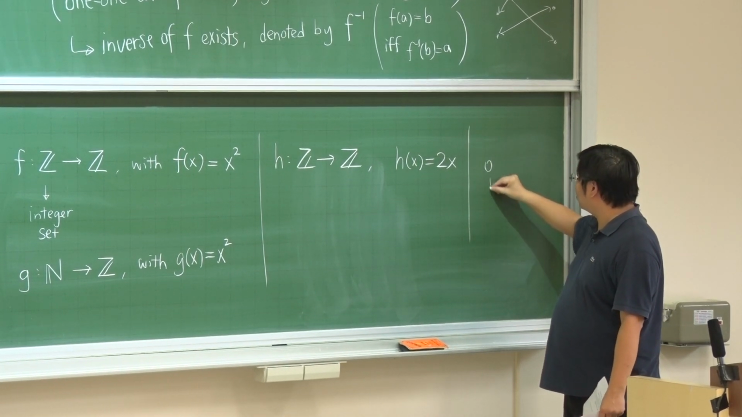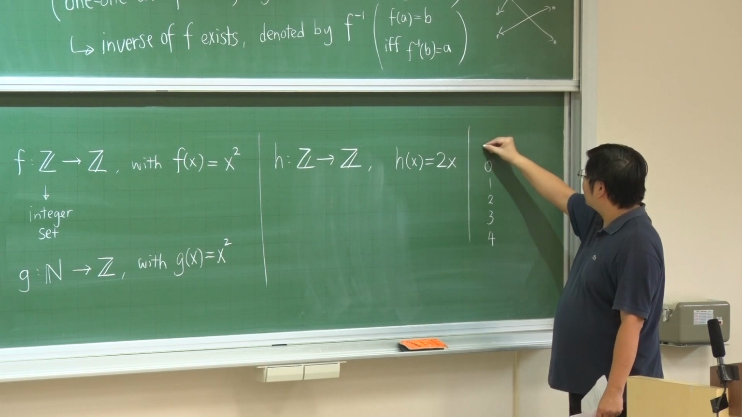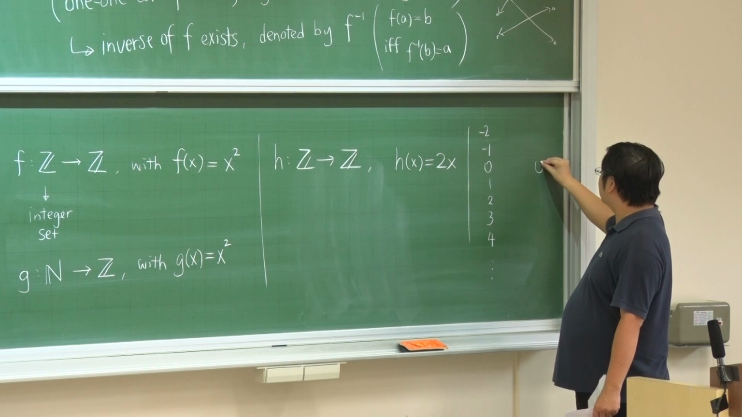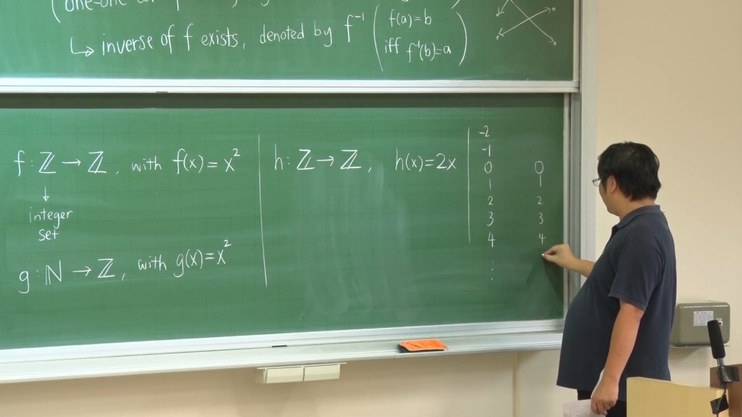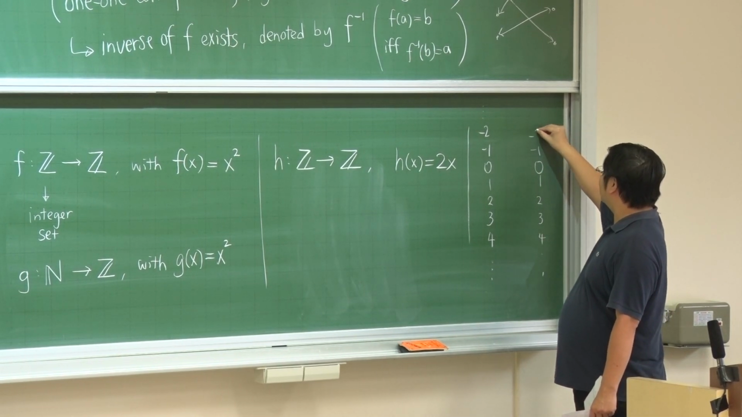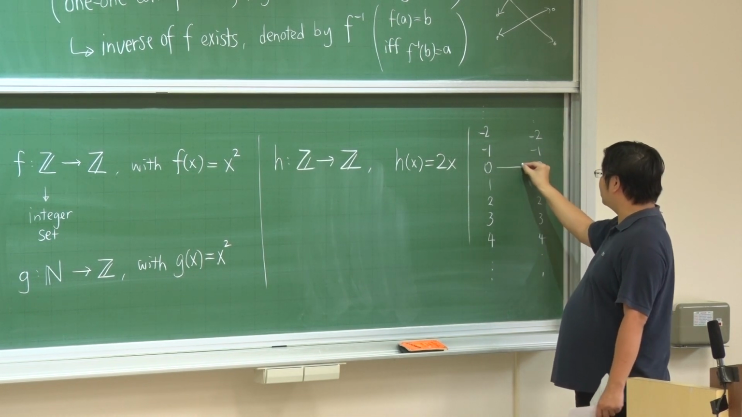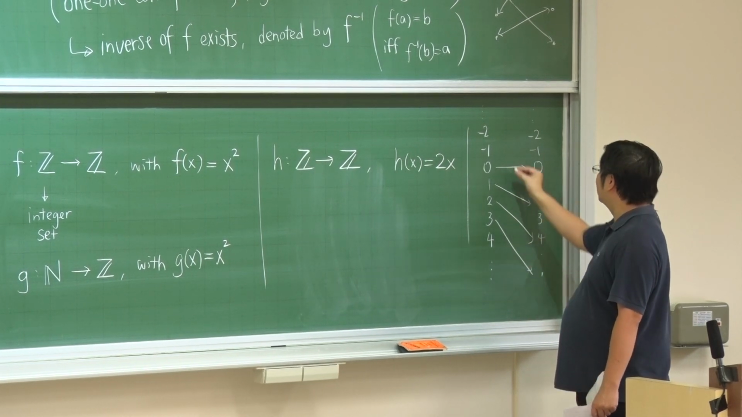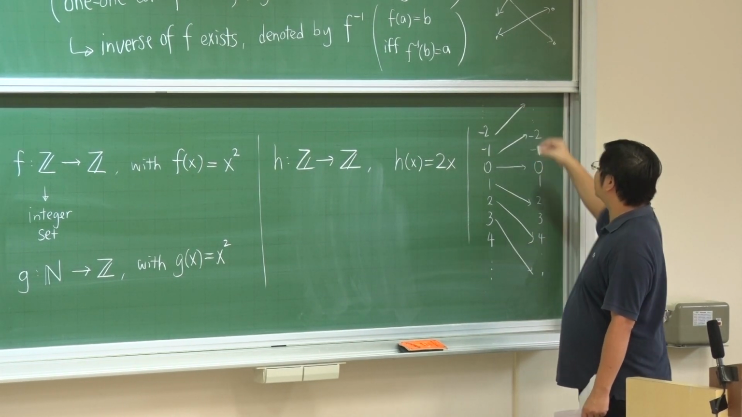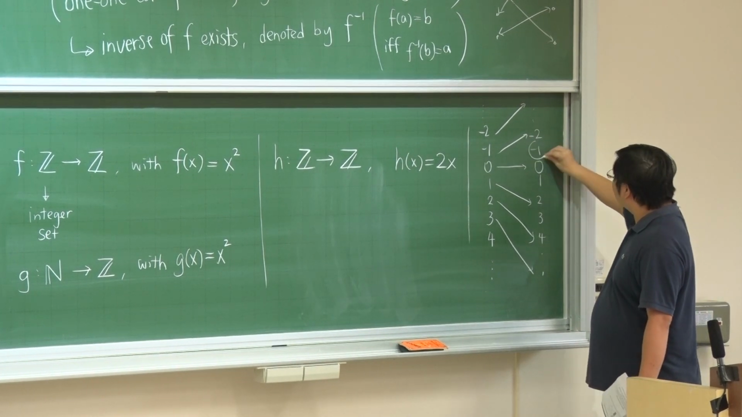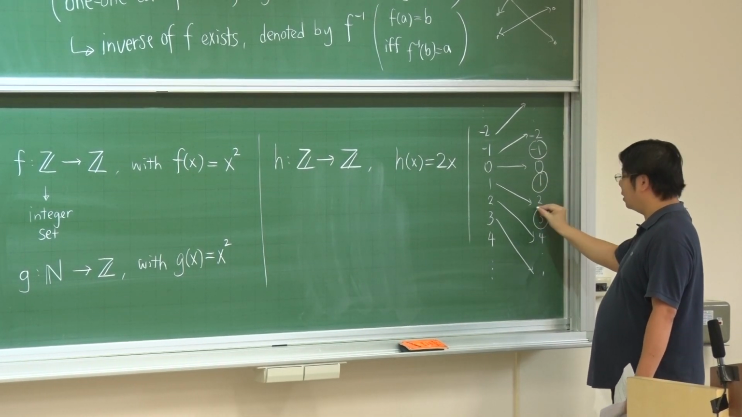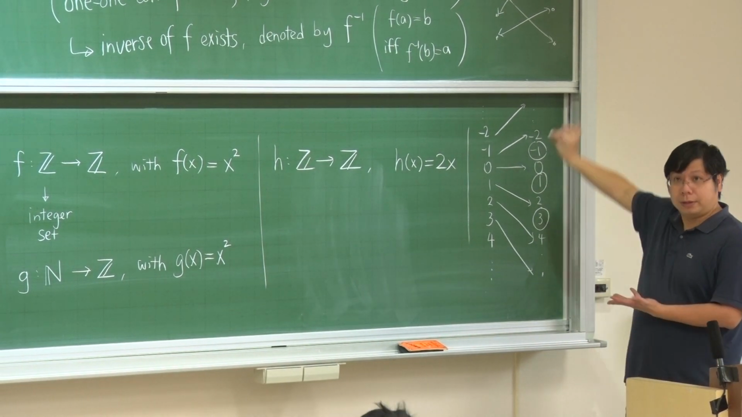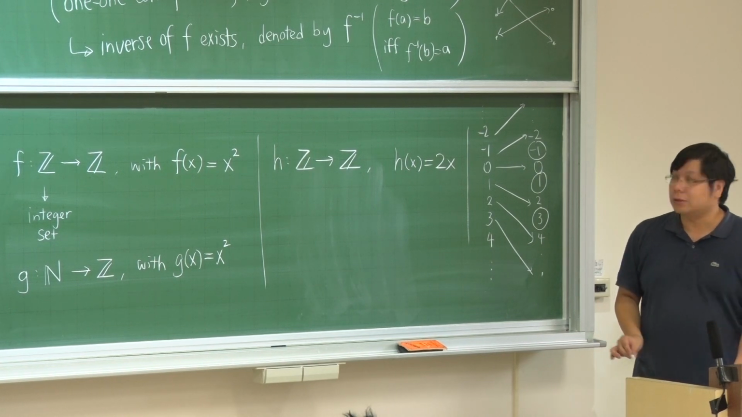If you look at the sets, the left-hand side is 0, 1, 2, 3, 4, and then minus 1, minus 2, and so on. The right-hand side is also 0, 1, 2, 3, 4, and so on, and minus 1, minus 2, and so on. 0 maps to 0, 1 maps to 2, 2 maps to 4, 3 maps to 6, minus 1 maps to minus 2, minus 2 maps to minus 4. Am I correct? So here, for minus 1 and 3, nothing is mapped to it. So the right-hand side is not completely covered. So this is not onto.